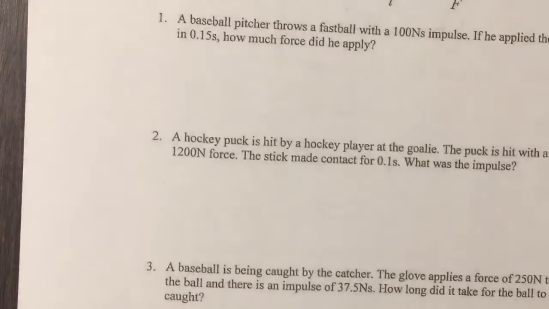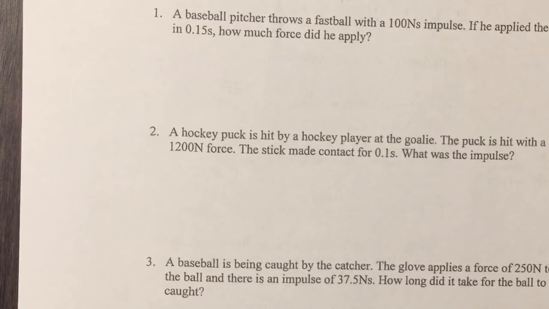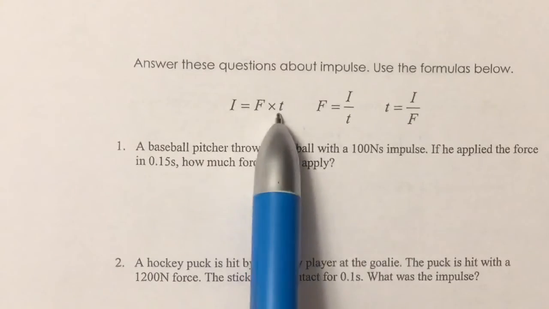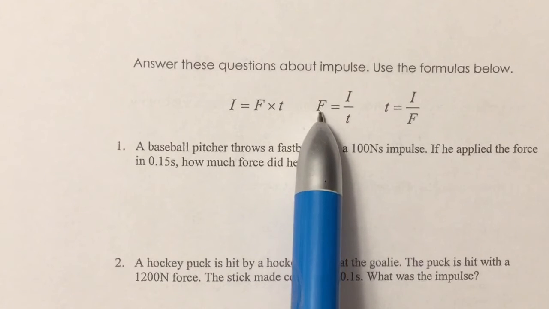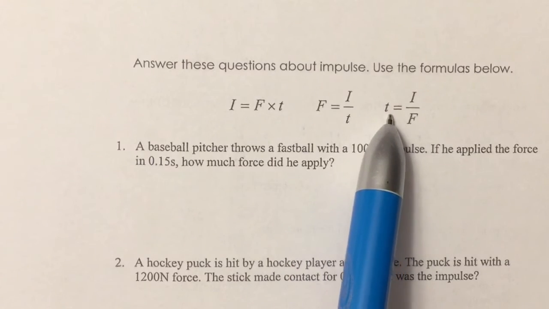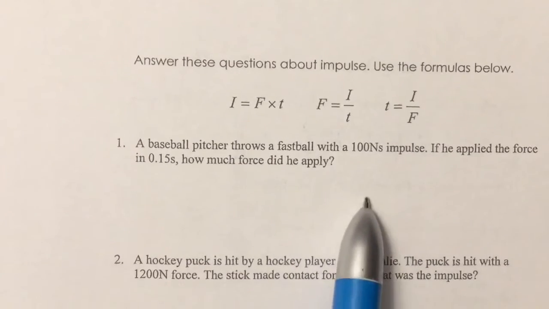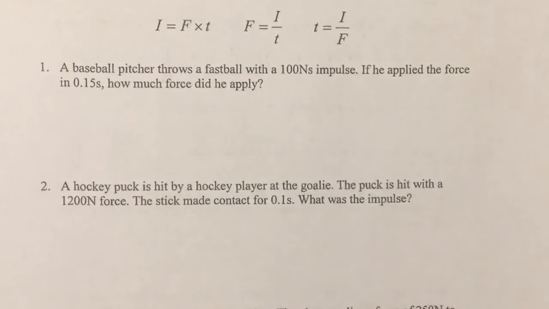Turn the page. Impulse is very similar. Again, I have the equation at the top, and then I've just rearranged it so you have one that shows impulse, which you're finding, one that shows force, and one that shows time. If we take a look at the first one, it says a baseball pitcher throws a fastball with a 100 newton second impulse. If he applied the force in 0.15 seconds, how much force did he apply?